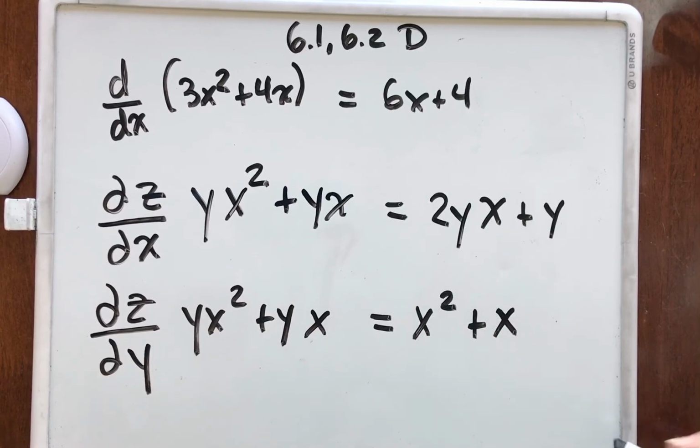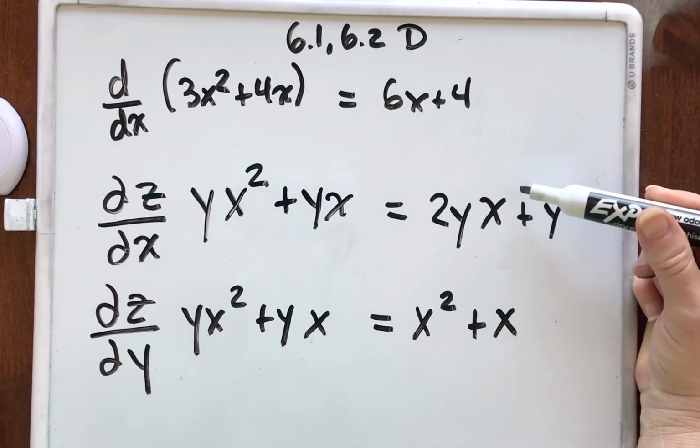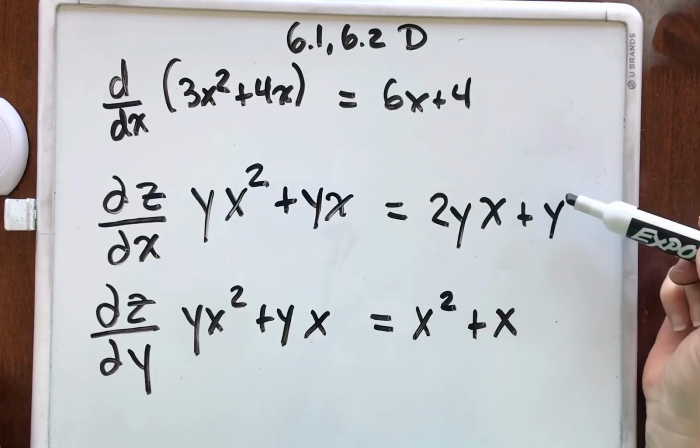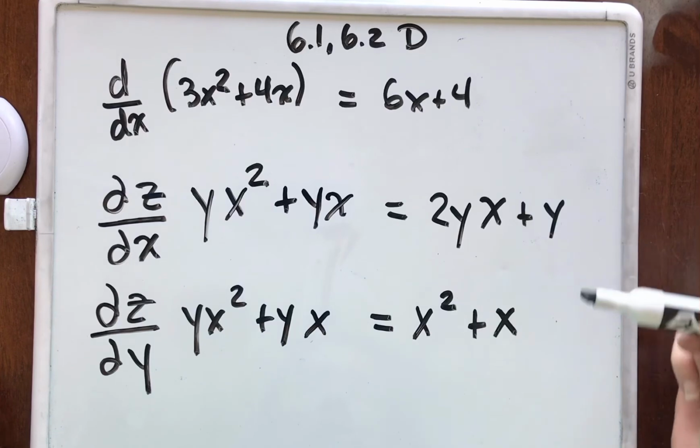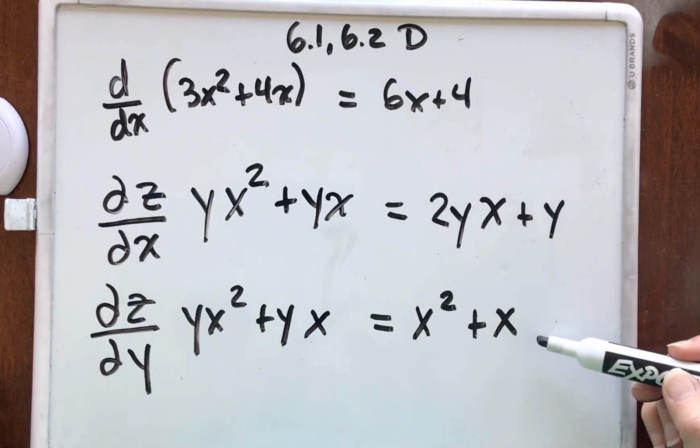Now what did we find? This is the slope of the tangent line in the x direction. And this is the slope of the tangent line in the y direction.